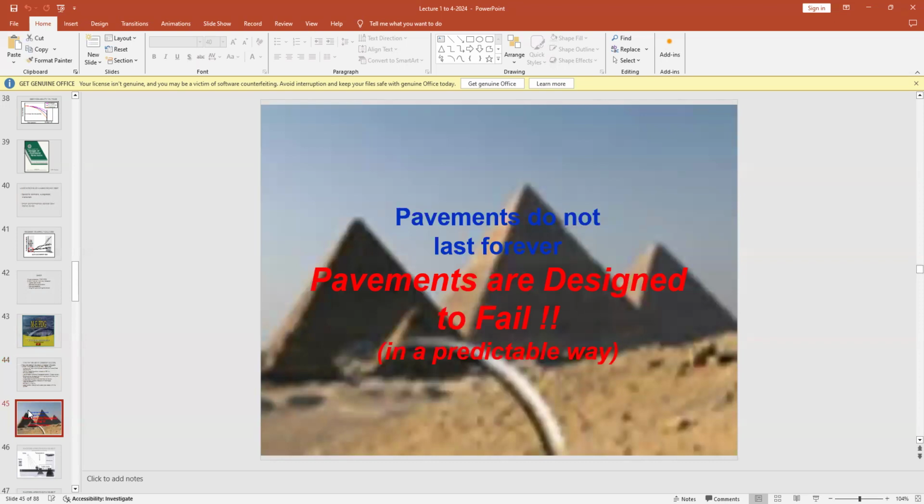This is a statement. Pavement does not last forever. Pavement is designed to fail in a predictable way. In a predictable way, the way I predicted. Now, if it is not the way I predicted, and it fails earlier, then there is a disaster. And I don't think the pavement will last after the design life, especially with the traffic we have.